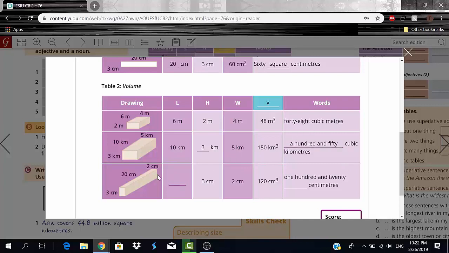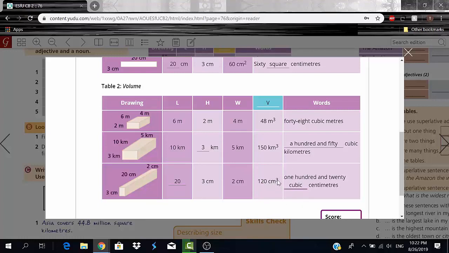Now, let's go to number 3. This one's really simple, the same thing. So, length, 20 centimeters. Here you can see the length. So, 20 centimeters. Height, 3 centimeters. Width, 2 centimeters. Okay, and the volume will be 120, what is it, you guys? Cubic centimeters, not meters, okay?